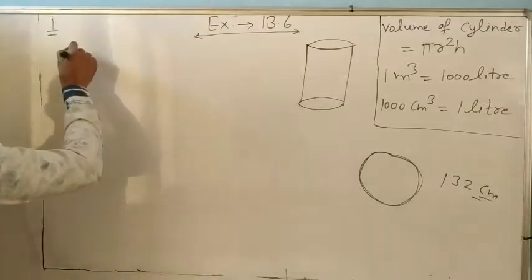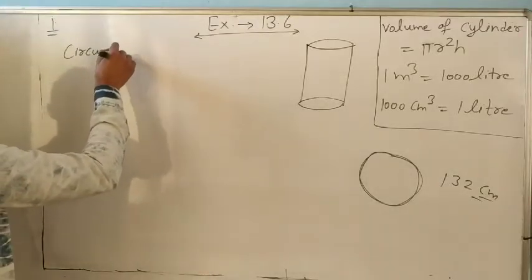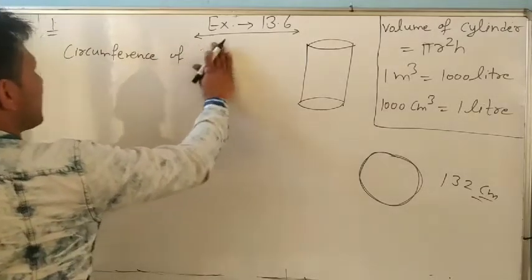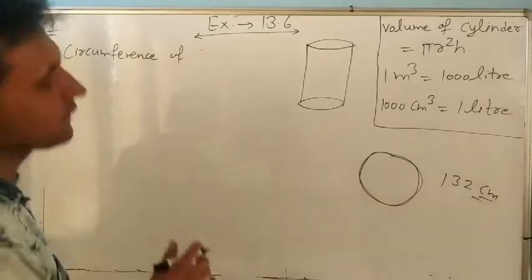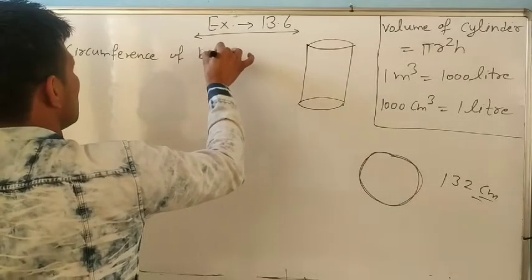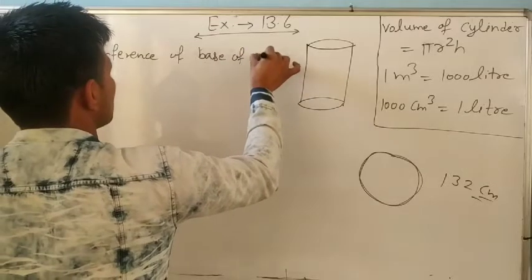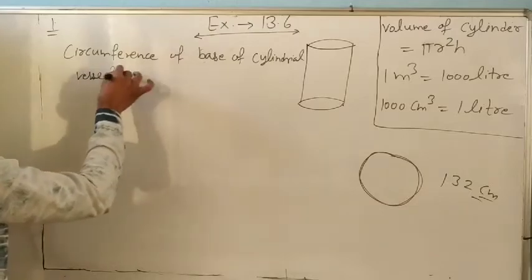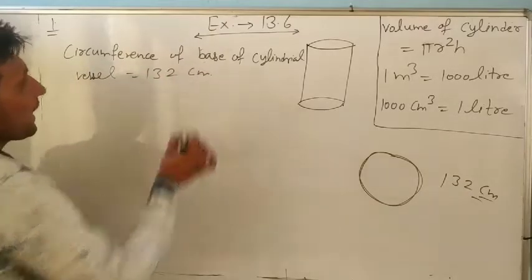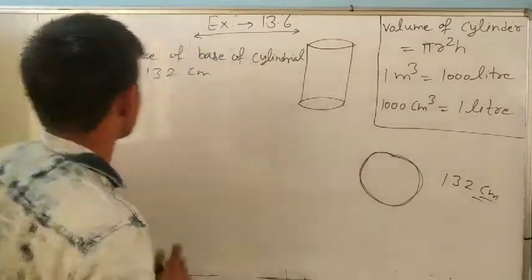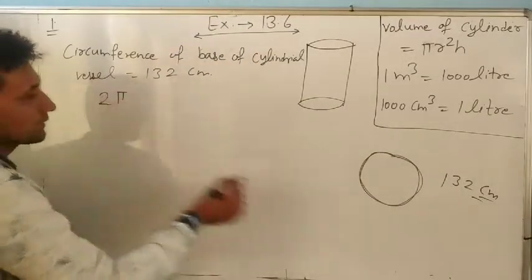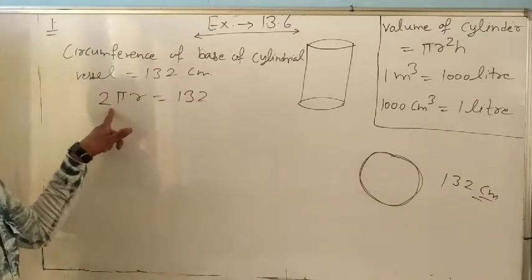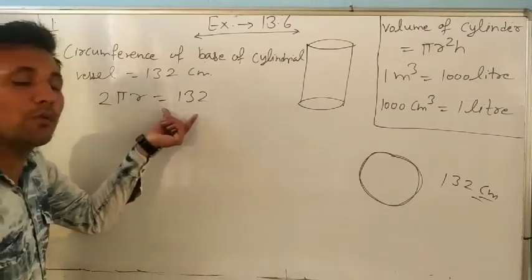To write: circumference of the base of the cylindrical vessel. How much is given? 132 centimeter. And the base of a cylinder is always a circle, so the circumference of the circle is 2 pi r equal to 132. It is also the circumference of a circle, understand or not? So from here we will find the radius.